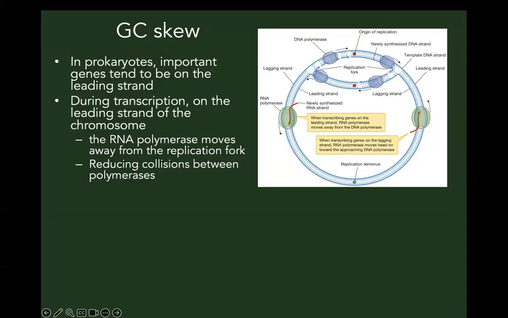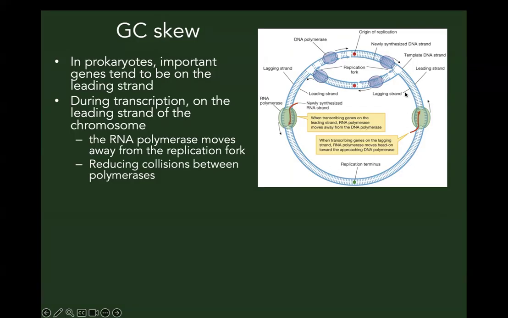All right. So during transcription on the leading strand of the chromosome, the RNA polymerase is moving its way away from the replication fork. Wait, what's the replication fork? It's just a name for the place where the bubble is forming. It's like the little corner of the bubble as the two strands are being pulled apart. Oh, all right, so the RNA polymerase is making a strand of RNA as it's moving its way from the replication fork.